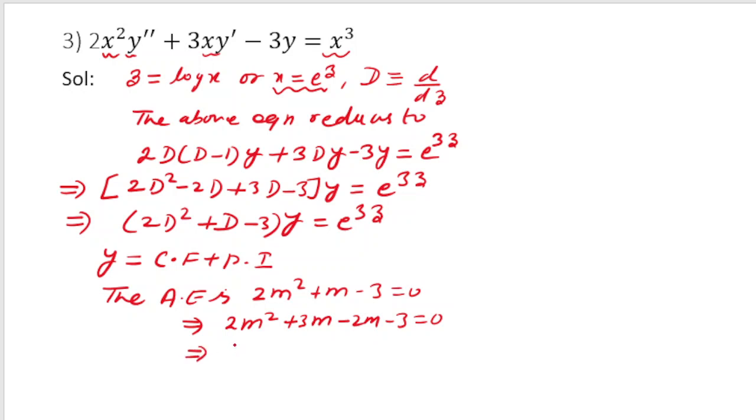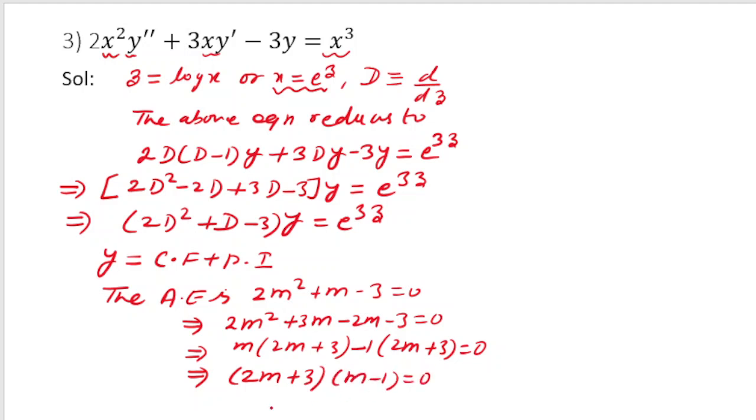So here I can take m common, so I will get 2m + 3, and here I can take −1 common, so I will get 2m + 3 = 0. So I will get (2m + 3)(m − 1) = 0. So m = −3/2 and 1. Now I am continuing on this side, I don't want to go to the next page.